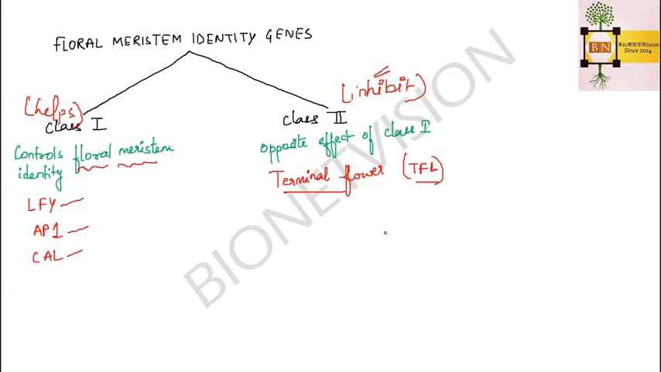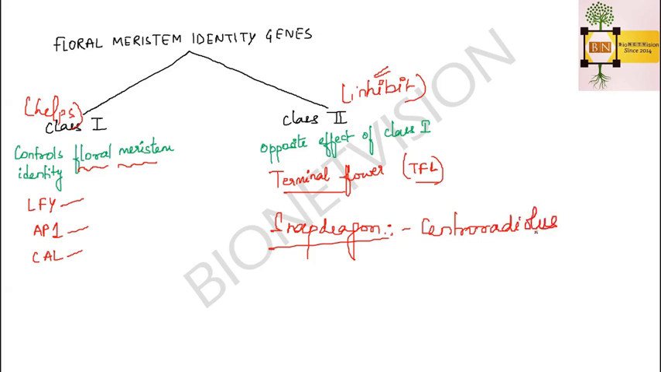Clear? Now, in our syllabus, we also have to study some genes in snapdragon, whose scientific name is Antirrhinum. We have to study that also. So in snapdragon, I write the name of the gene here. In snapdragon, there is a gene named Centroradialis, CEN. This gene is a homologue of Terminal Flower 1.